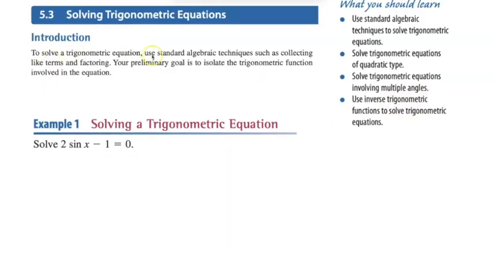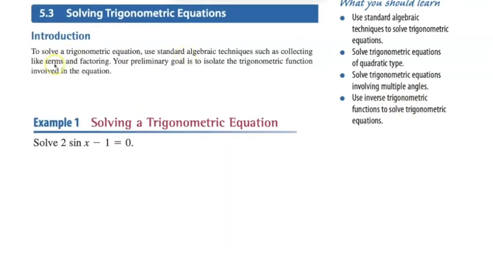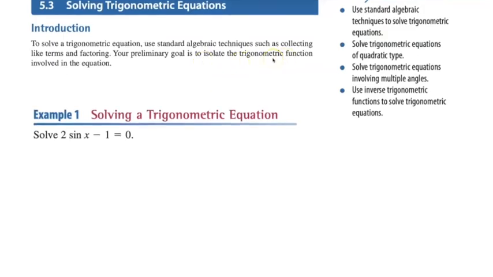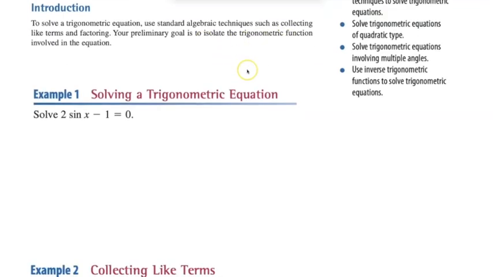To solve a trig equation, you're going to use standard algebra techniques such as collecting like terms and factoring. Our primary goal is going to be to isolate the trig function. We just want to get the trig function by itself and then we're going to solve it. Let's do this first one here. And usually I give you a domain. We'll start with degrees, so 0 to 360 is what we'll start with.